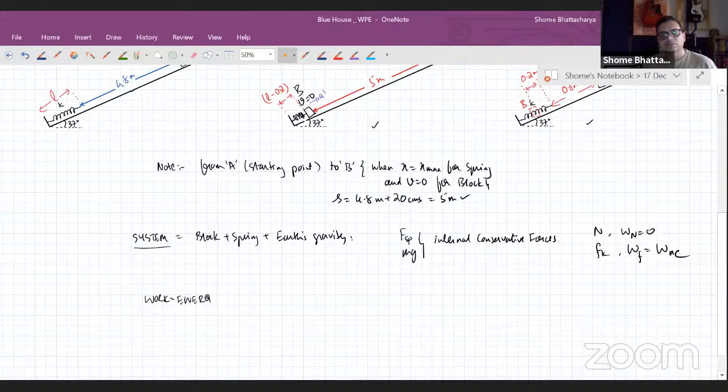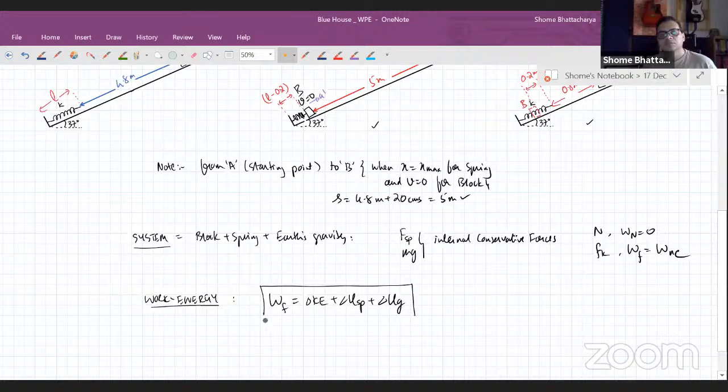the statement of work energy theorem is that work done by friction will be change in kinetic energy plus change in spring's potential energy plus change in gravitational potential energy. This will be the application of work energy theorem for our particular system.